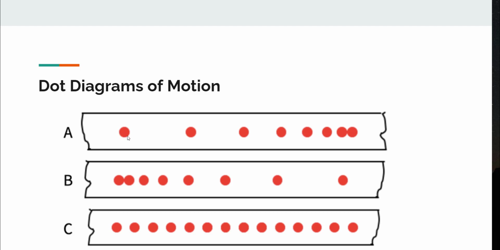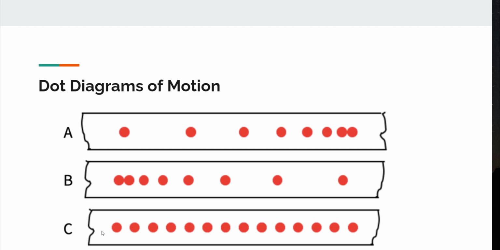Diagram A, where you start further apart and you get closer. Diagram B, where you start closer and you get further apart each second in time. Or diagram C, where they're all equally spaced. You'll probably guess diagram C. So this is called a dot diagram. It's a really good way to visualize constant speed and acceleration or deceleration. So the constant speed here would be represented by diagram C.